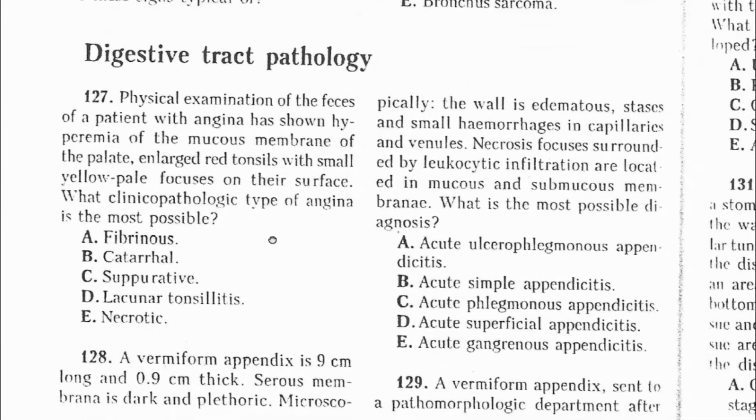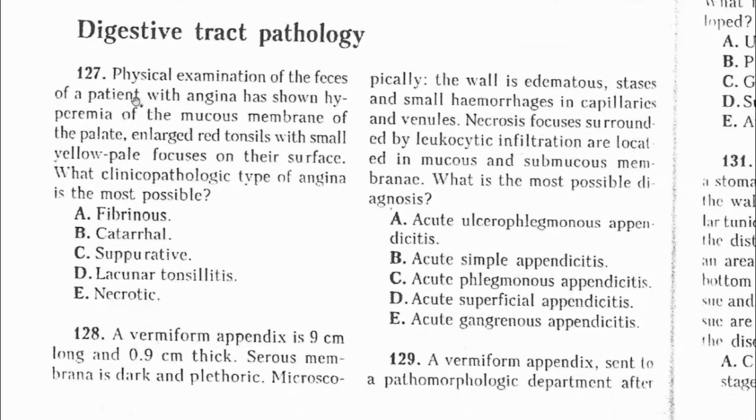27. Physical examination of the pharynx of a patient with angina has shown hyperemia of the mucous membrane of the palate. Enlarged red tonsils with small yellow pale foci on their surface. What clinical pathological type of angina is the most possible?